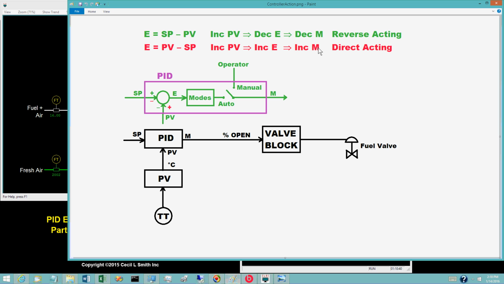Herein, direct and reverse action will always be implemented by reversing the inputs to the comparator. That is, direct action will be PV minus set point. Reverse action will be set point minus PV. The older pneumatic and electronic analog controllers implemented direct and reverse action in this way. How do we know? By disassembling the hardware.